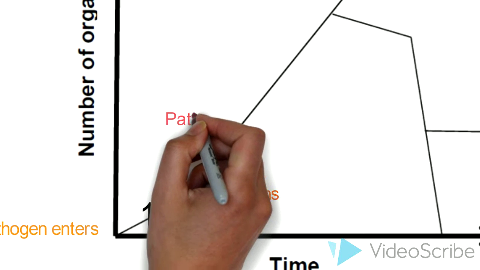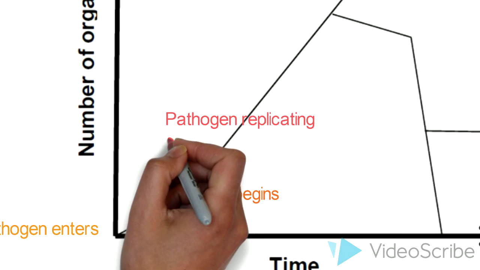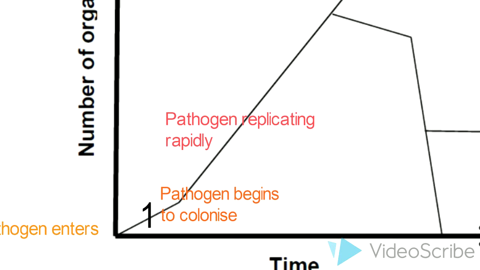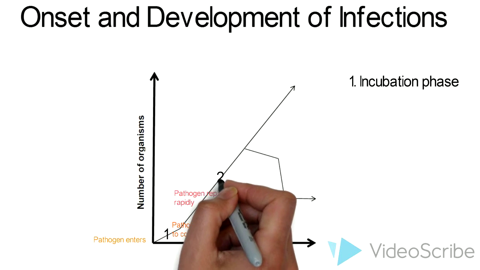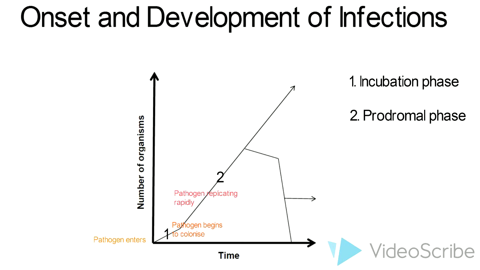Now if the pathogen continues to replicate and grow exponentially, it will lead to the next phase, which is what we call the prodromal phase. Now this phase is not obvious in all infections, but generally this is where the person will start to feel fatigued, lethargic, just feel like they are coming down with something. So this is not always present.